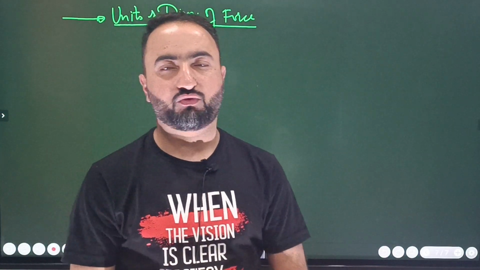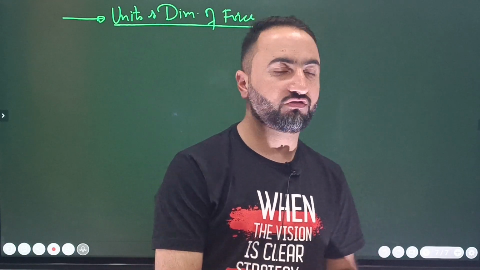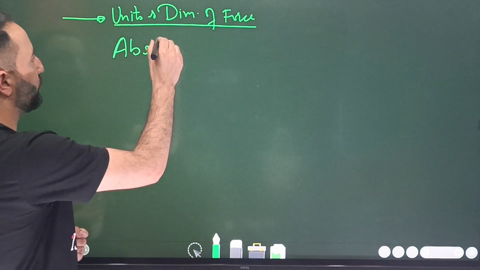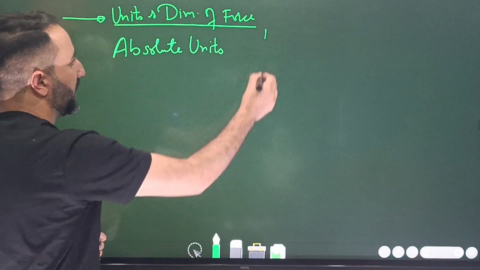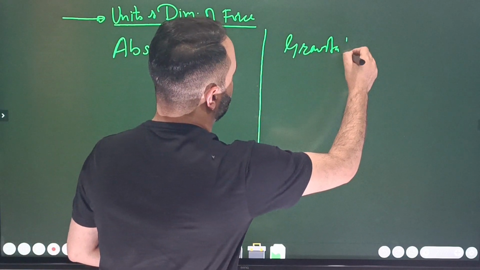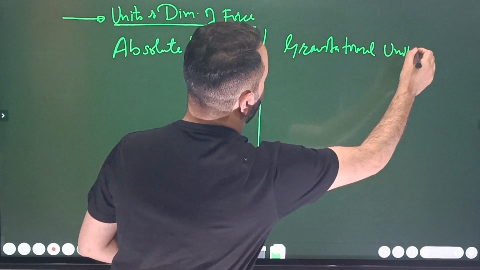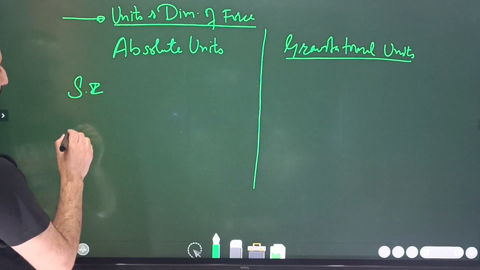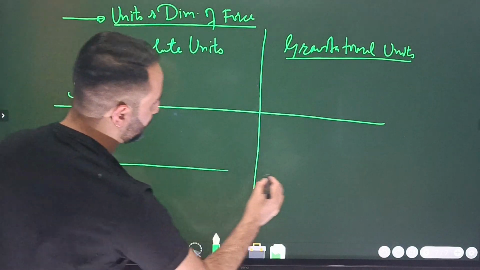There are two different types of units of force. Number 1 we call absolute units, and number 2 we call gravitational units. Let me write it down here. It's absolute units, and here it is gravitational units. Great, perfect. So what is the SI unit here? Let me write it down, SI unit, and here it is CGS unit, in both the absolute units as well as gravitational units.